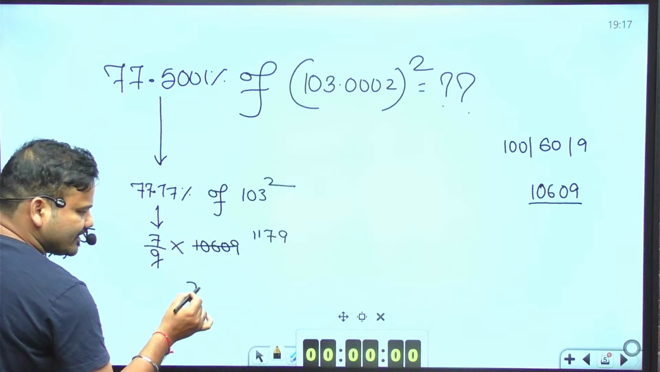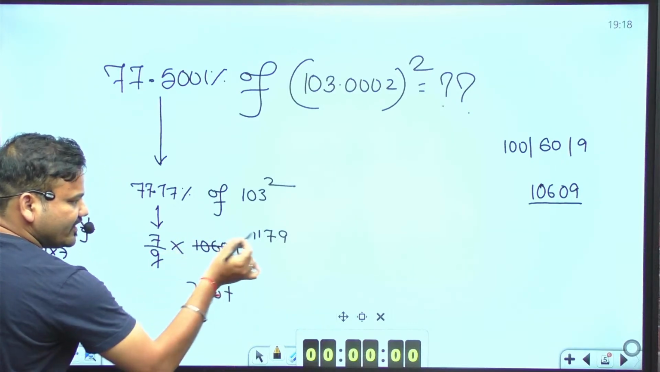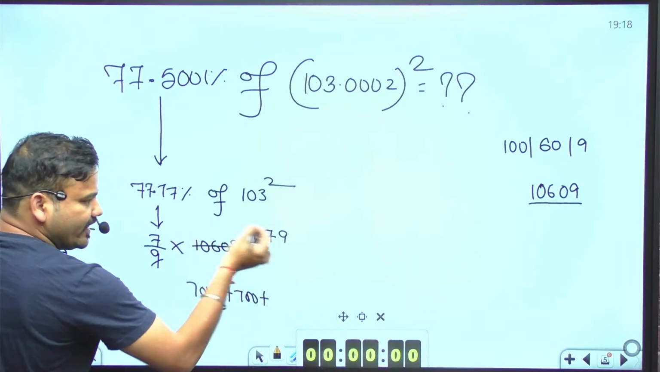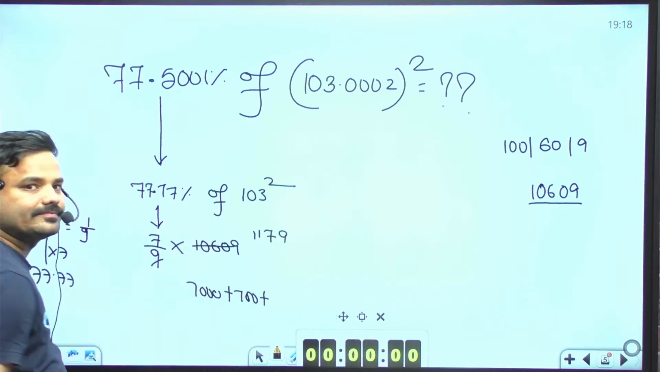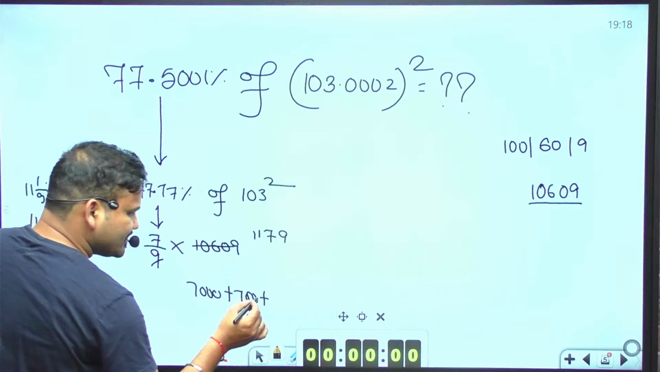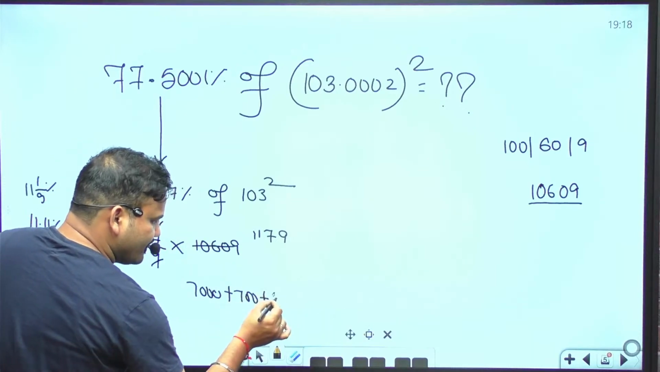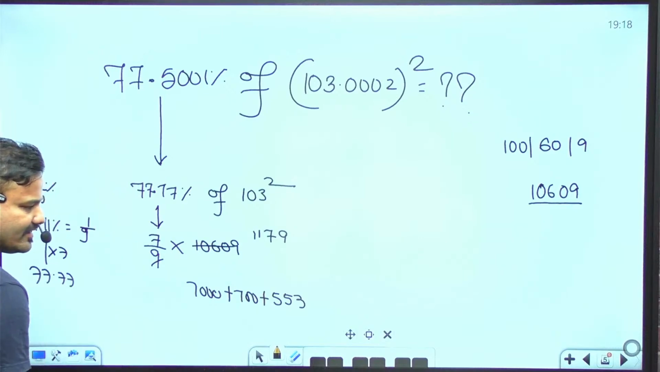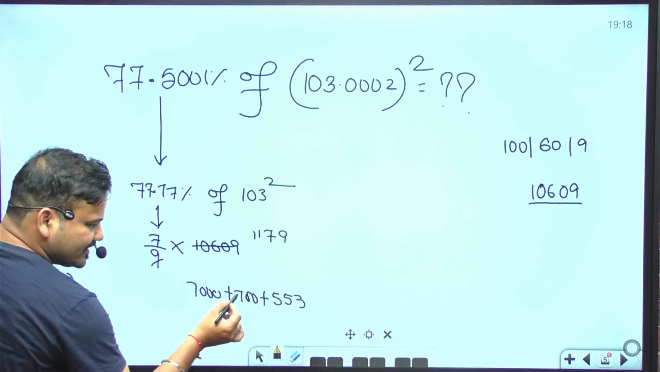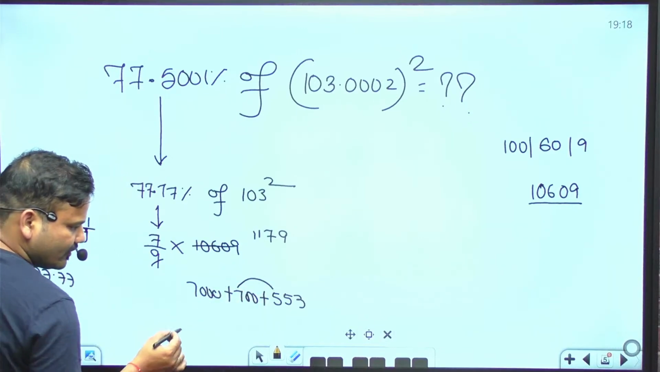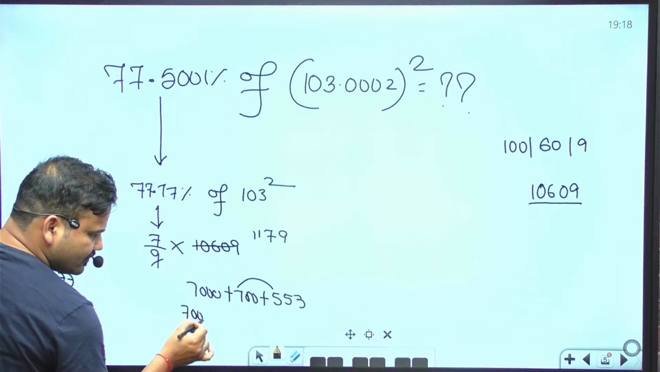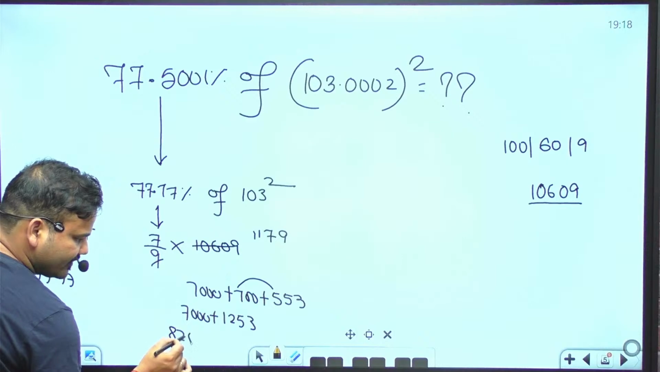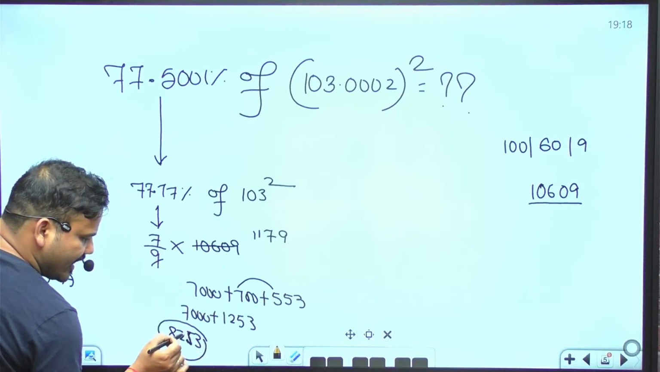7 into 1000 is 7000. Then 7 into 100 is 700. 7 into 80 is 560, minus 7 is 553. So 7000 plus 1253 will be equal to 8253. But have we done an approximation?